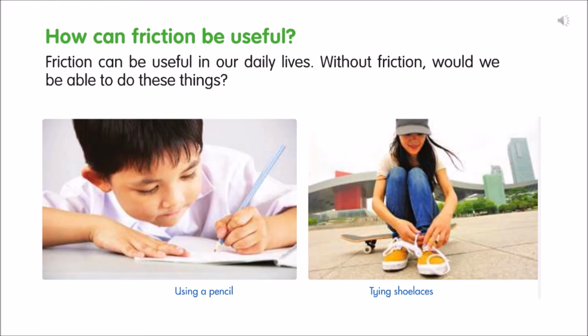With friction being present anytime that two surfaces are touching, let's ask, how can friction be useful? Friction can be useful in our daily lives. Without friction, we would not be able to do a few things. For example, using a pencil, the surface of the pencil and the surface of our fingers causes friction, which means we're able to hold the pencil.